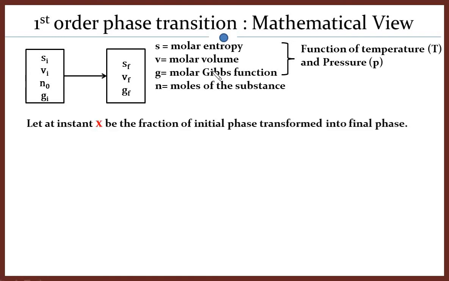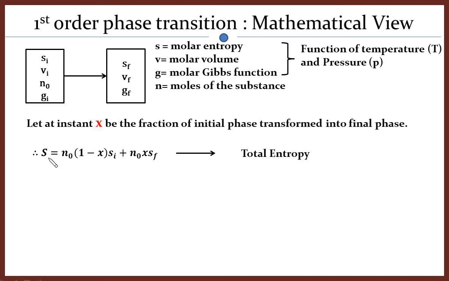Now assume at any instant of time, x fraction of the initial phase has transformed into the final phase. Like for example, while boiling of water, if you watch at any instant, you will find a certain portion of water is vaporized. In a similar way, we just assume that an X fraction of the initial phase changes to the final phase. Under this scenario, we can write the total entropy of the system. Here the system means the system containing both the initial phase and the final phase.